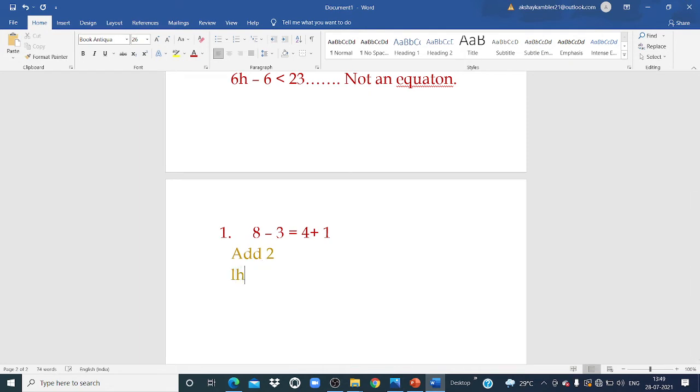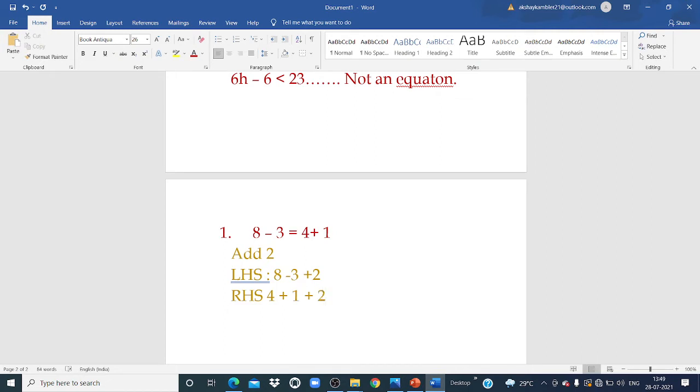So what is your LHS? We'll write LHS. So what is LHS? 8 minus 3. In that we have to add 2. And what about the RHS? What is your RHS? 4 plus 1, and this plus 2.